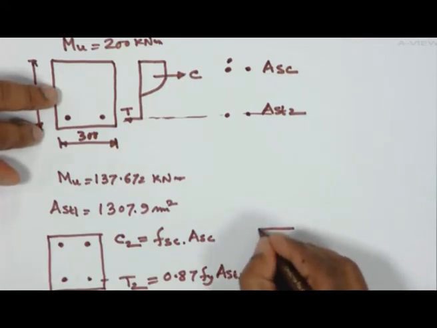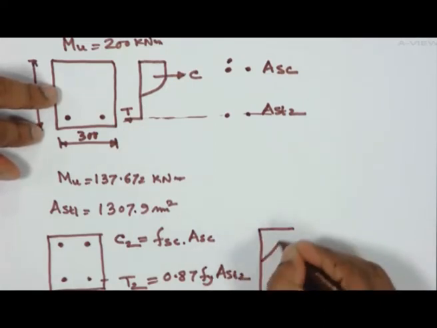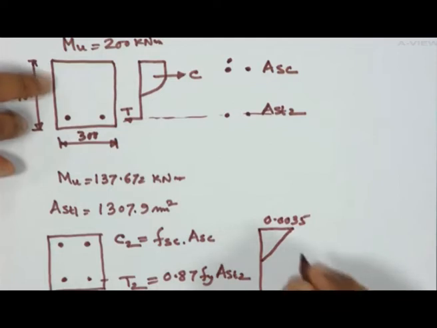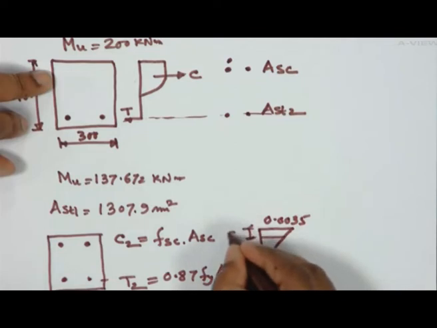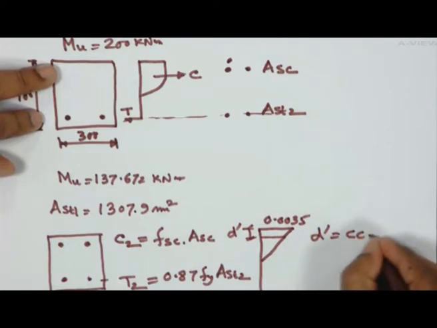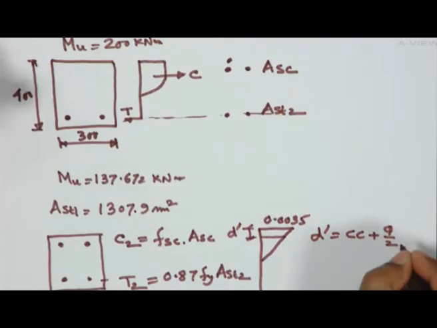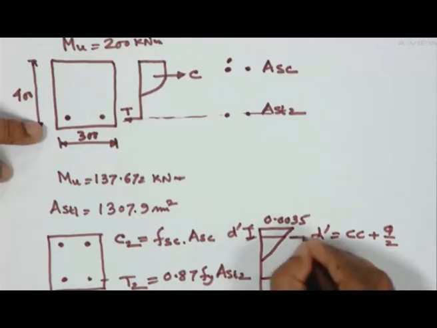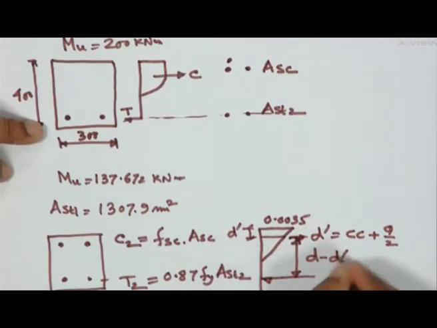What is the difficulty? The difficulty here is that this is 0.0035 for concrete, and I am providing the reinforcement a little below, which is d dash, the effective cover. Effective cover d dash equals cc plus phi by 2. In this case, phi equals 16. So I am considering this particular d dash here, and this is how much? This one equals d minus d dash.